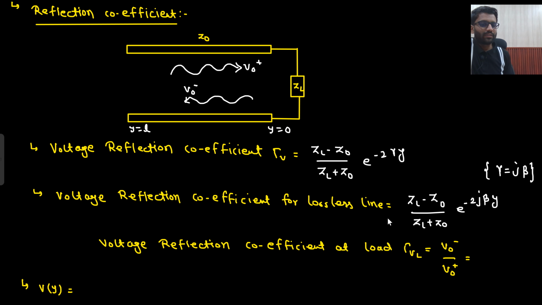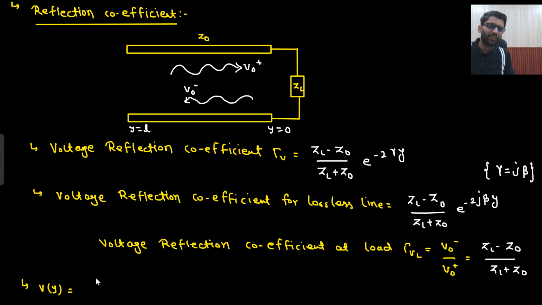The reflection coefficient for a lossless line at any random point on the transmission line is ZL minus Z0 upon ZL plus Z0 e to the power minus 2 j beta y, because in place of gamma we have replaced j beta. Now the voltage reflection coefficient at the load. If I am asking at the load, I will put y equals 0. So what I will get? ZL minus Z0 upon ZL plus Z0.